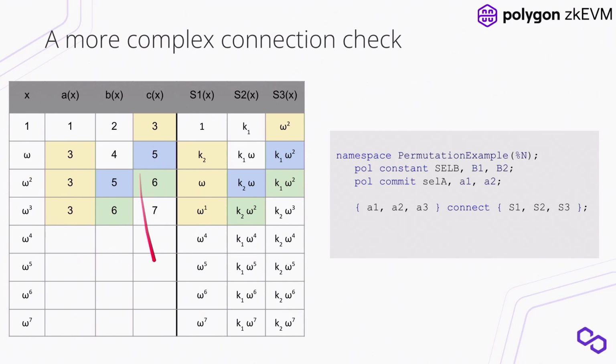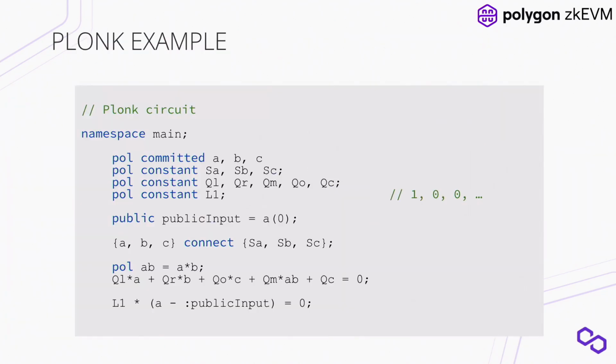But at the end, we are just building polynomials. So it's committed polynomials, constant polynomials, and so on. So yes, with this we have Plonk. Actually, this is how Plonk would look like. So in the case of Plonk, it's a specific case of this. We have three committed polynomials, A, B, C. We have permutation polynomials, SA, SB, and SC, that define the connection polynomials.